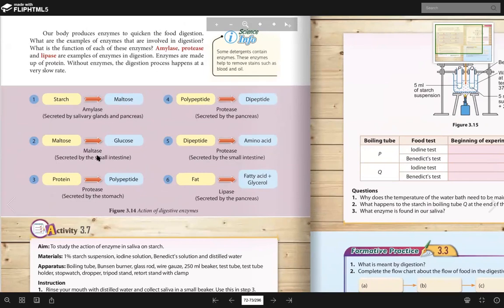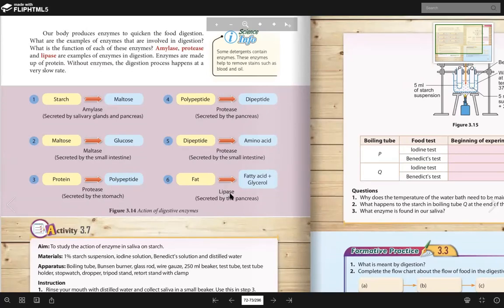Faham tak? Lepas tu maltase ni kita jumpa kat mana? Dia jumpa kat small intestine. Dia akan tukar maltose ni kepada glucose. Can you understand? Okay, lepas tu protein pula. Dekat perut kan berlakunya protein digestion. So protein will be digested into polypeptide using protease. Lepas tu protease yang sama juga tapi dihasilkan dekat pancreas, tukar polypeptide kepada dipeptide. Lepas tu protease yang sama juga tapi dihasilkan dekat small intestine, tukar dipeptide kepada amino acid.